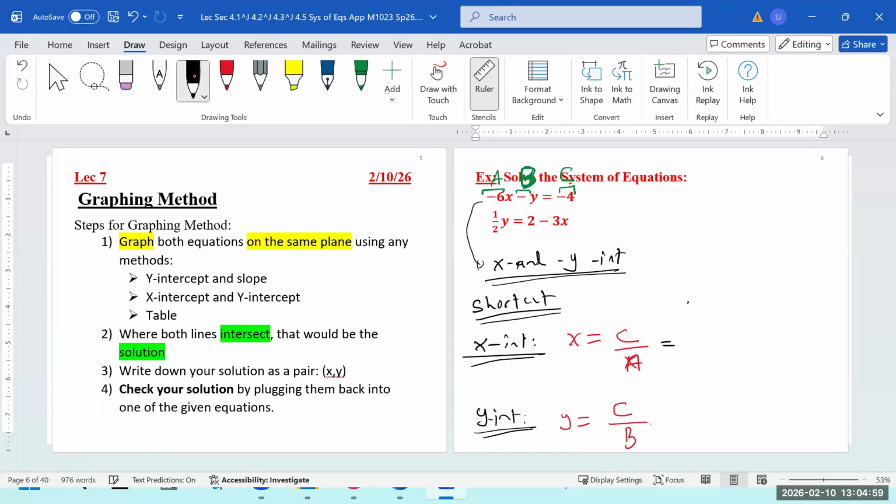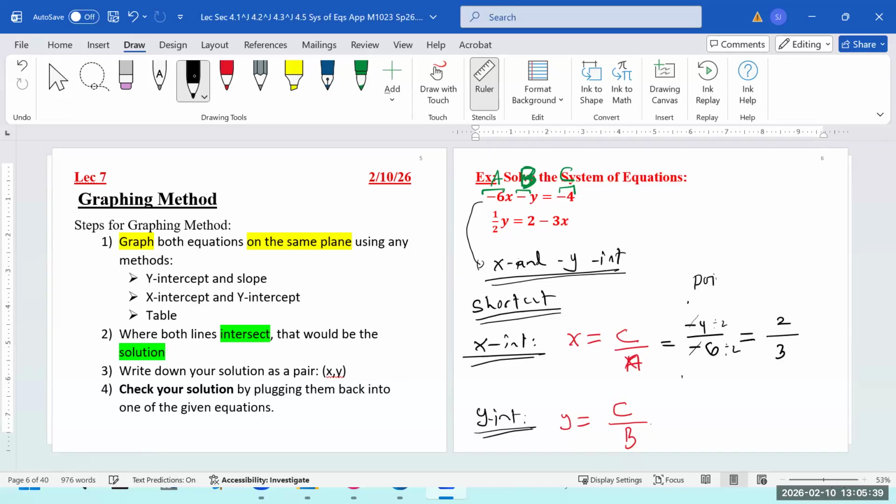So let's do this. What is our c in this equation? -4. And what is our a in this equation? -6. Can you reduce them? Can you reduce 4 and 6? They both are divisible by what number? 2. So let's divide both of them by 2. The negatives cancel out because we have a double negative. What is 4 divided by 2? And 6 divided by 2? 3.